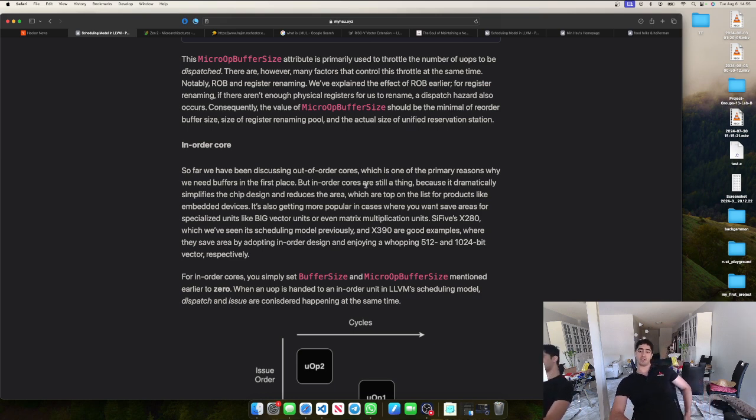You're also getting more popular in cases where you want to save area for specialized units like big vector units or even matrix multiplication units. SiFive's X280, which we've seen its scheduling model previously, and X390 are good examples where they save area by adopting an in-order design and enjoying a whopping 512 and 1024 bit vector respectively. For in-order cores, you simply set the buffer size and micro-op buffer size mentioned earlier to 0.